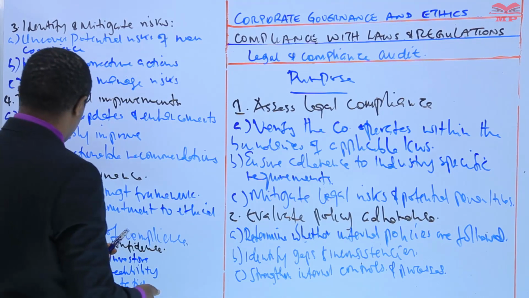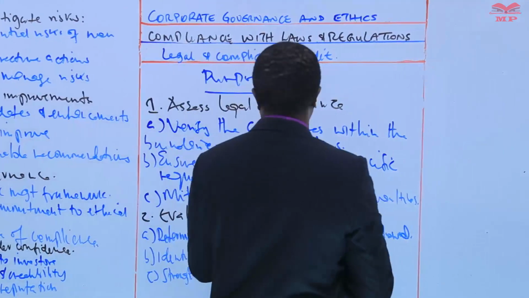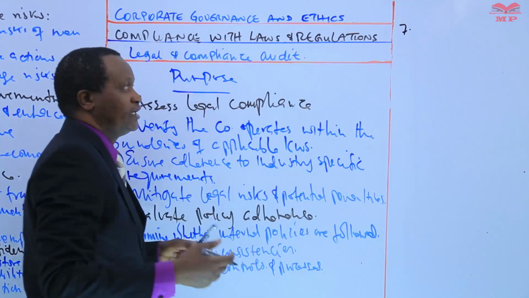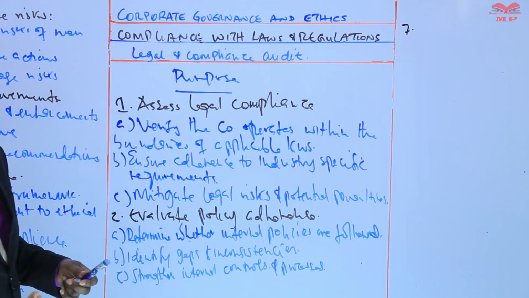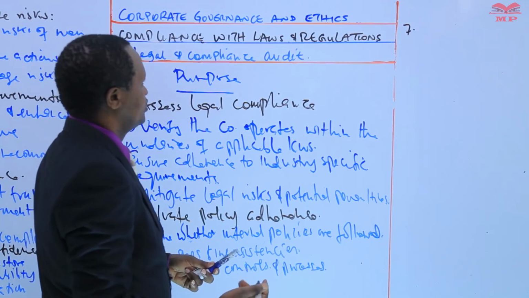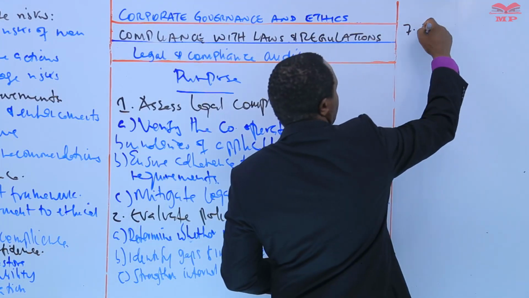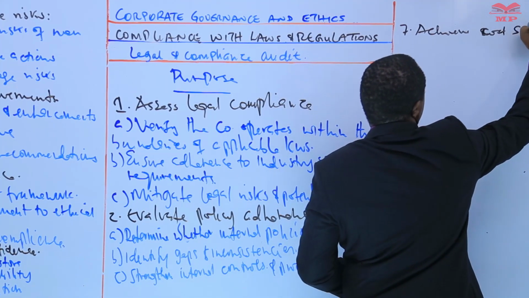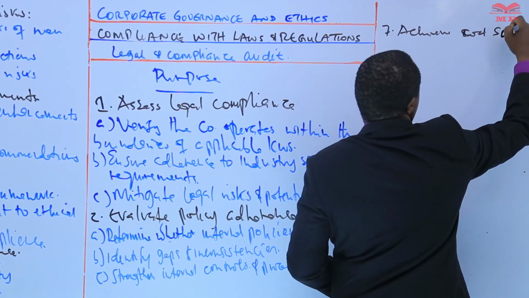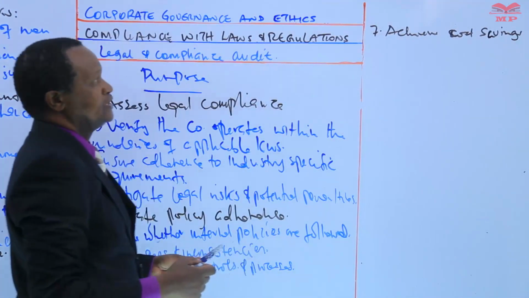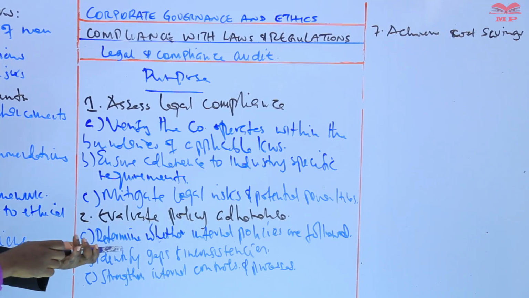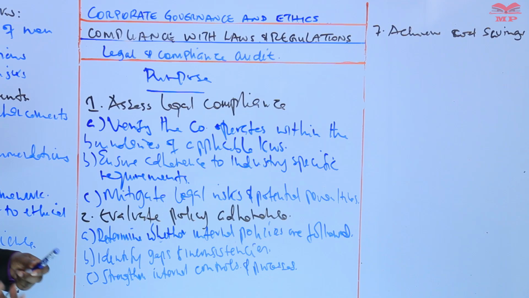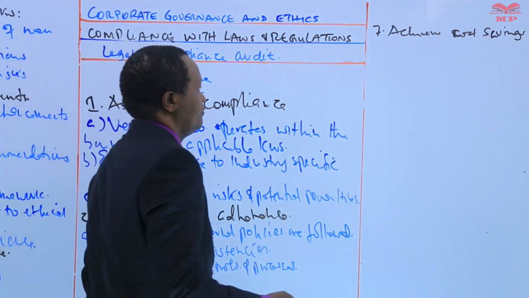Then moving on to number 7, the 7th purpose is in relation to costs. A legal and compliance audit can achieve cost savings. One way is by helping avoid fines.